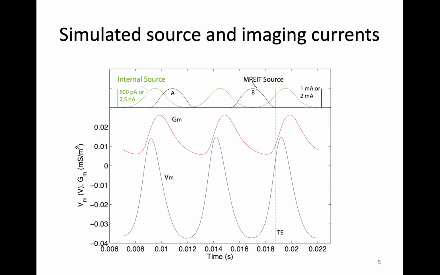These plots show MREIT imaging currents after the 90 and 180-degree pulses. These are noted with A and B, and they're both shown here as positive, and they're placed against a background of pulses in the internal source current. The effects on the phase images of the conductivity-dependent contrast will be greatest if any activity is happening as the imaging currents are applied. In the panel below, you can see how the active bidomain model responds to the activity in the internal source.